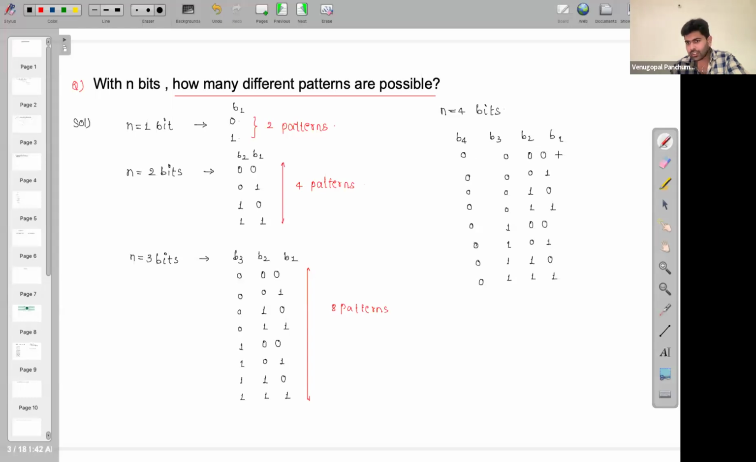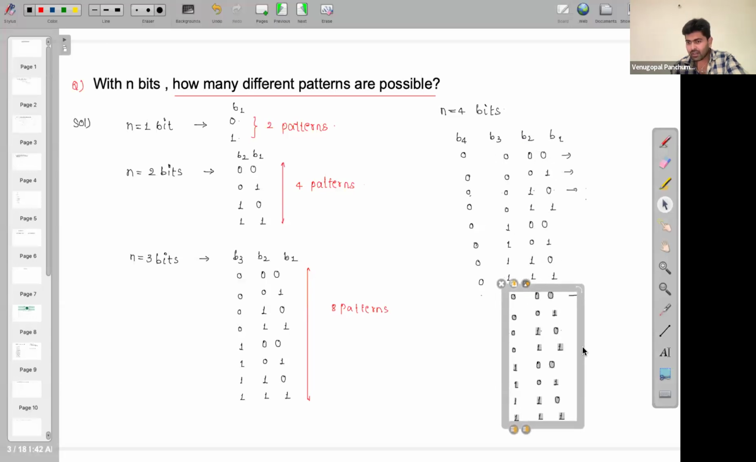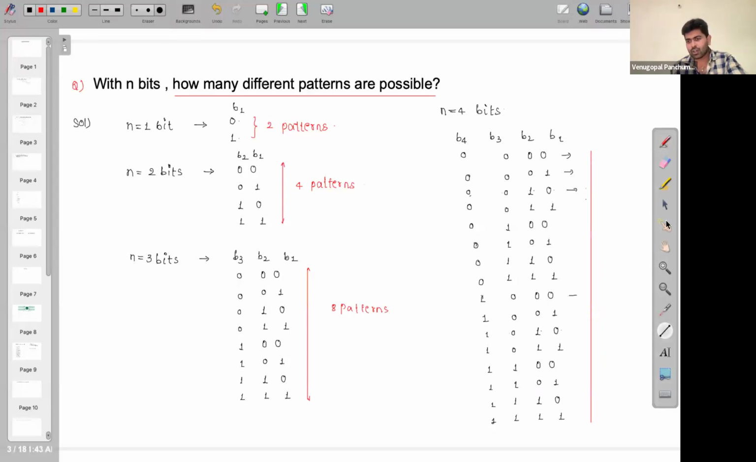That is 0, 0, 0 is one pattern. So 0, 0, 0, 1 is another pattern. 0, 0, 1, 0 is another pattern. So like that. Similarly, I can keep 1 also here. So you can again copy all this and put it here. Then all ones you can keep. So total, if you count it here, already 8, another 8. So 16 patterns are possible.